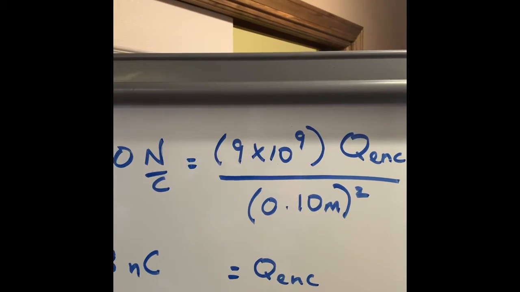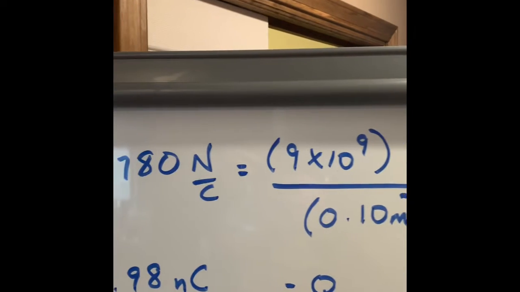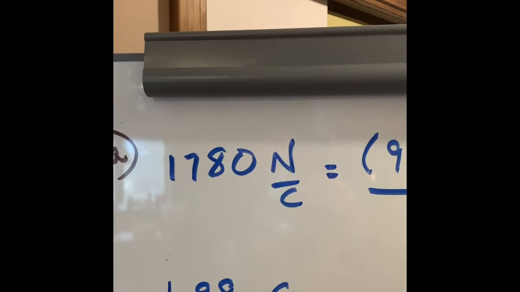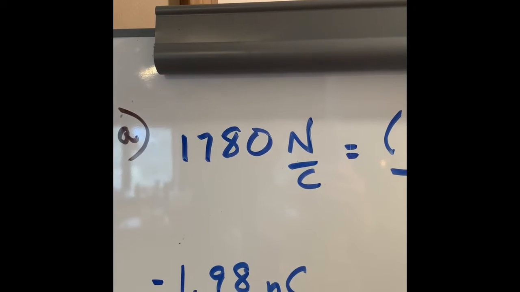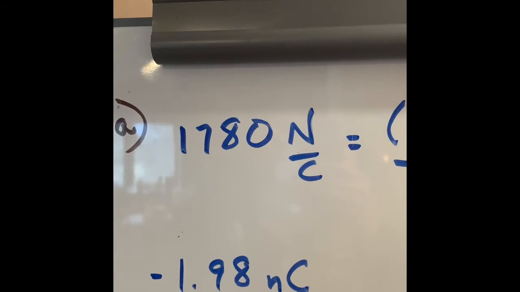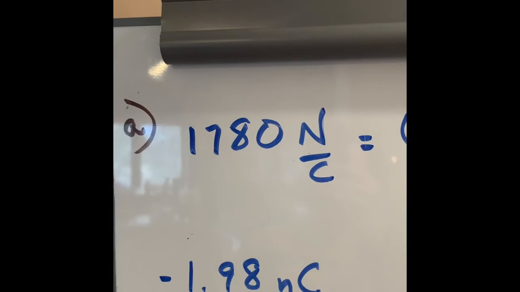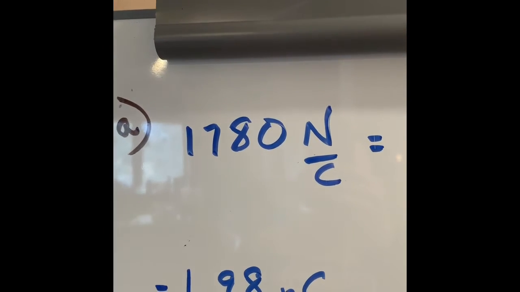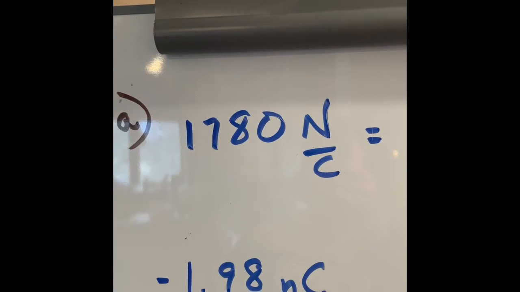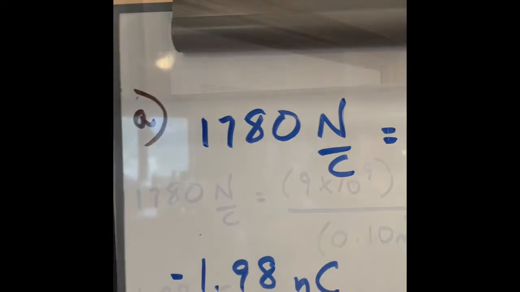Okay, so when I go through and do the math, I solve for Q enclosed, I end up getting 1.98 times 10 to the negative 9th coulombs. Let's call that nanocoulombs. I put a negative out in front of there because if you go back to the paragraph of that problem, you'll see that it said the electric field was radially inward. So inward is implying that's a negative charge.